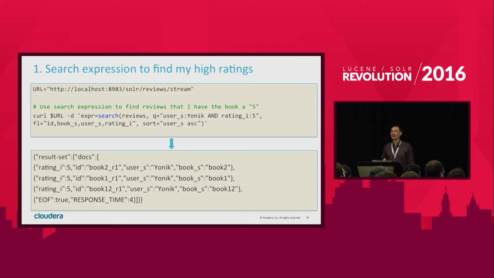So step number one isn't really a graph operator at all. Step number one is just a search expression that finds the starting nodes. And the starting nodes are, we query for user Yonik and rating 5. So what books did I rate highly? And we get our tuple stream of the books that I rated highly at the bottom.